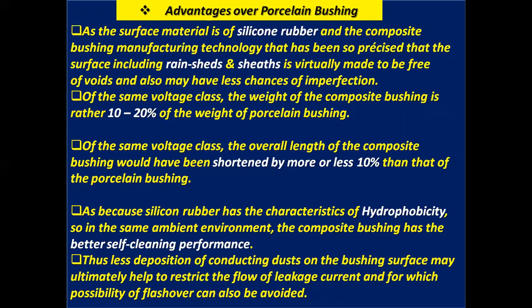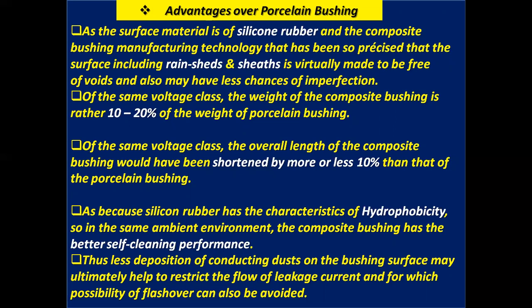Advantages over porcelain bushings. As the surface material is silicon rubber and the composite bushing manufacturing technology is so precise, the surface, including rain sheds and sheaths, is virtually free of voids and may have fewer chances of imperfection.